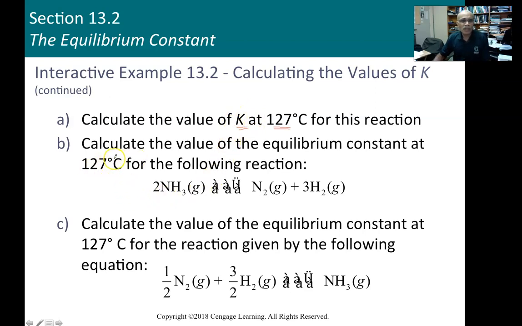Okay, so here, the question is calculate the value of the equilibrium constant K at 127, and then calculate the value of the equilibrium constant at the same temperature. Notice that at the same temperature for this reaction. And I'll come to this reaction here a little bit more later on. Let's just look at this one here, the first one. So calculate the value of the equilibrium constant at 127 degrees Celsius for the following reaction.